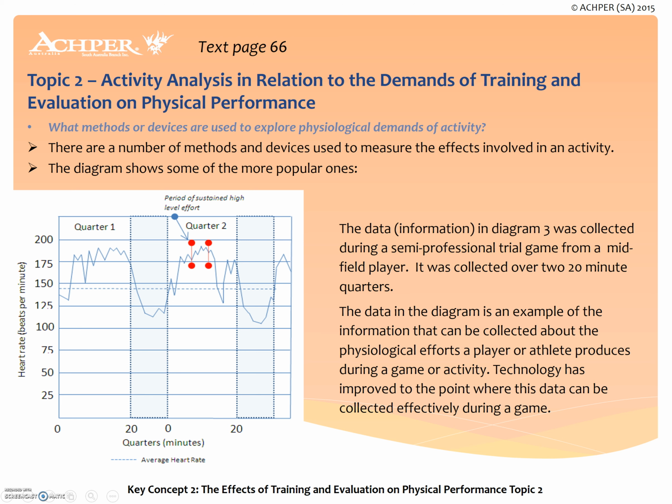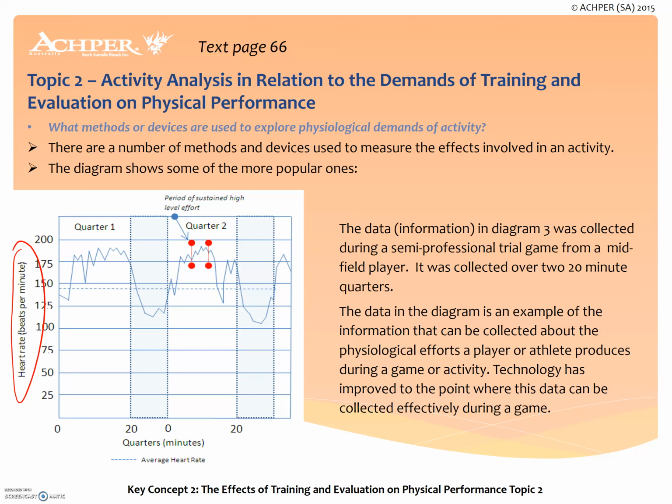So here we're looking at some data, again looking to answer the question: what methods and devices are used to explore the physiological demands of activity? This is data collected during a semi-professional trial game over two 20-minute halves, or two 20-minute quarters. It's an example looking at heart rate in beats per minute, so we can assume that it's a heart rate monitor.